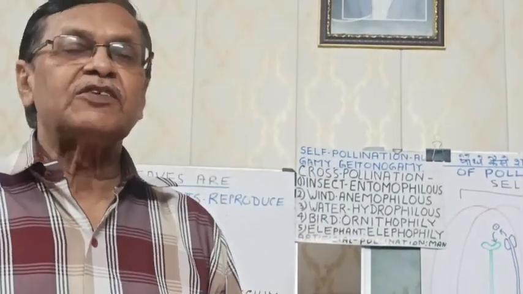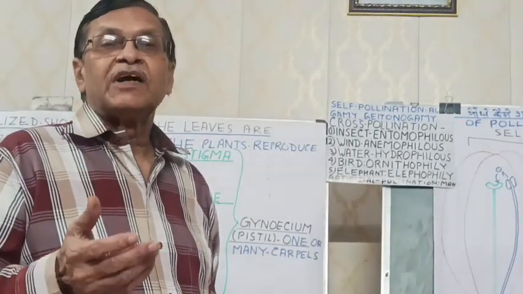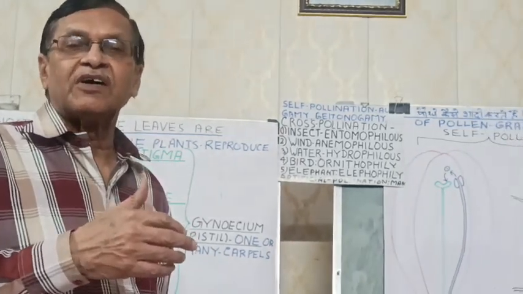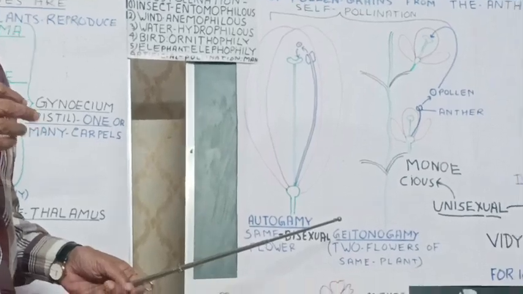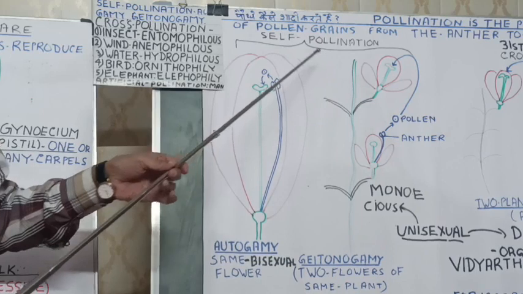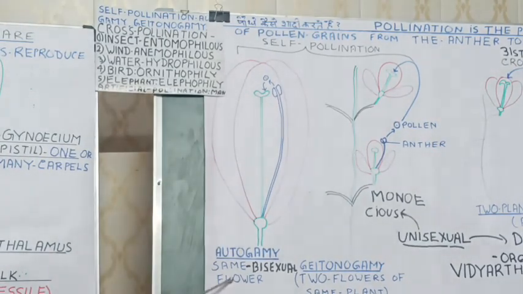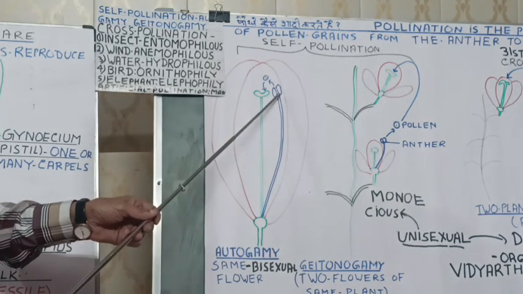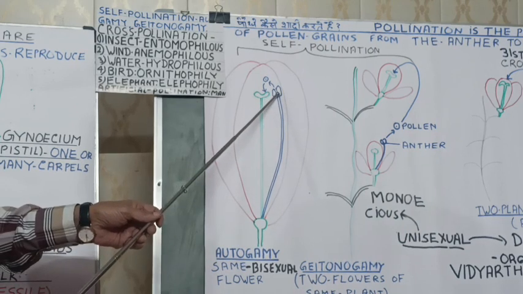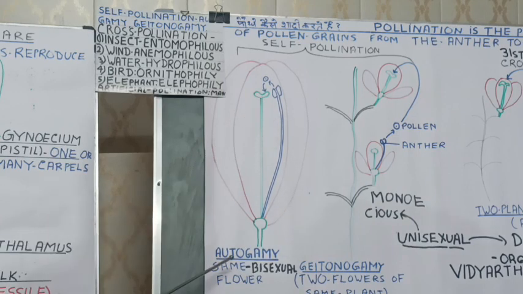Now, there are two possibilities. One, the self-pollination, in which anther from the same plant falls on the stigma of flower of the same plant. Self-pollination may be of two types. One is autogamy, in which in a bisexual flower both anther lobes and stigma are present very close to each other, and pollen grains developing from anther lobes fall on the stigma. It is called autogamy.